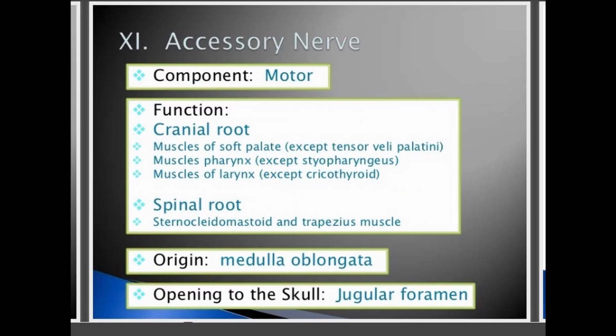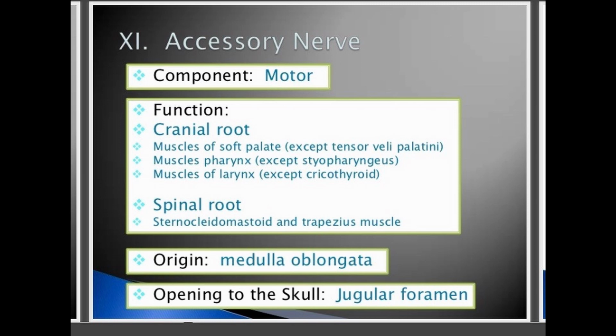Now the next nerve is the accessory nerve. The accessory nerve component is motor. Its function from the cranial root is the muscles of the soft palate, pharynx and larynx, and from the spinal root the sternocleidomastoid and trapezius muscles. It takes origin from the medulla oblongata, and the opening of the skull is the jugular foramen.